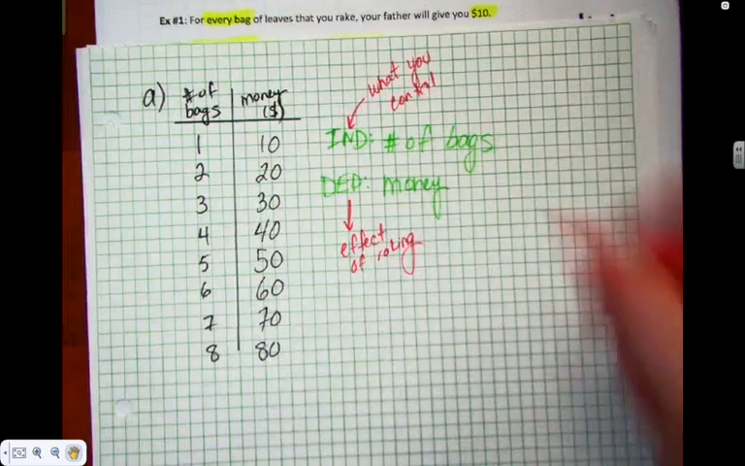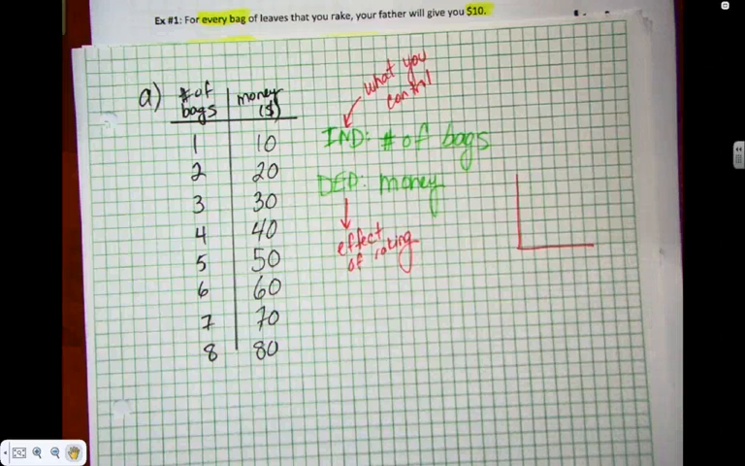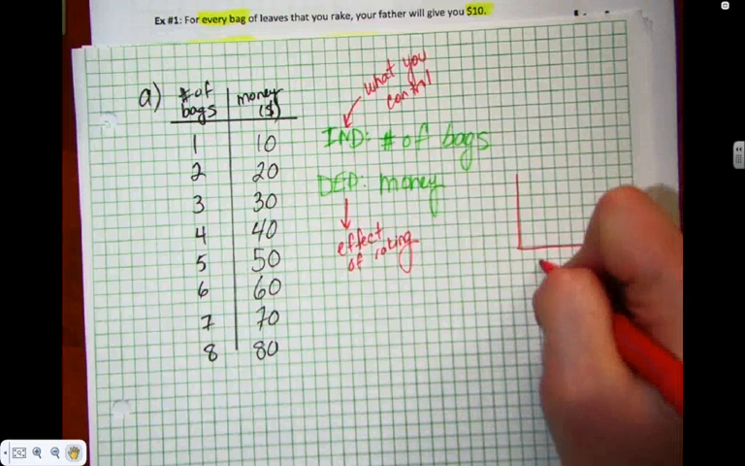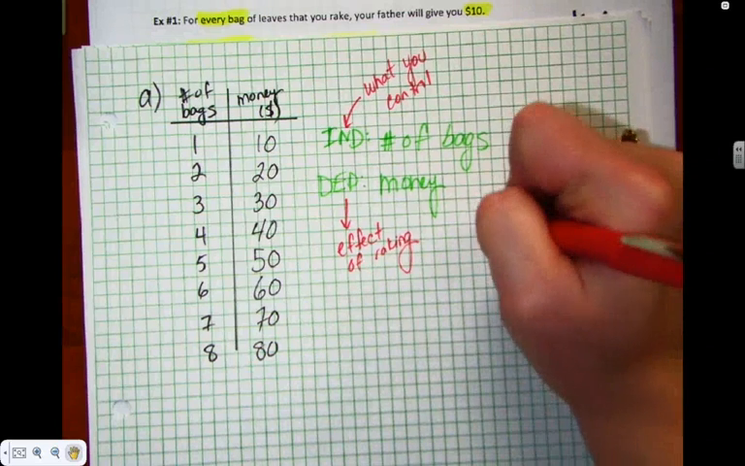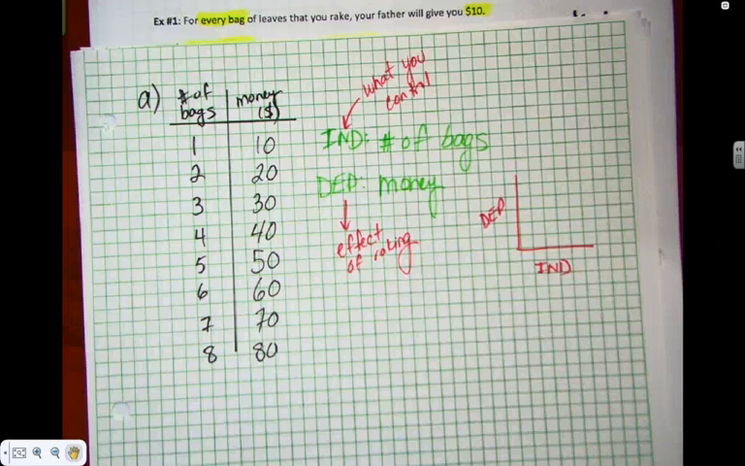In terms of just a generic graph, so here's our x and y axes, the independent variable is always x, goes along the bottom of the graph. What goes along the side, or the y-axis? The dependent. Okay, so that's why this question has asked you to identify them. It's to help you know what's going to go on the bottom versus what's going to go on the side.